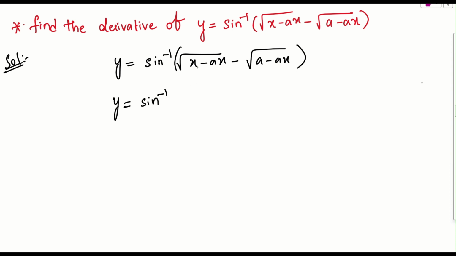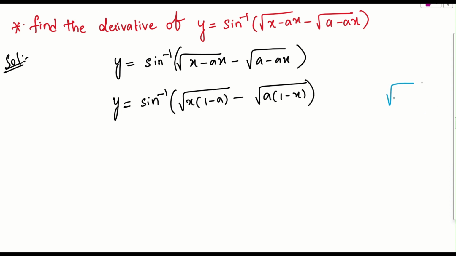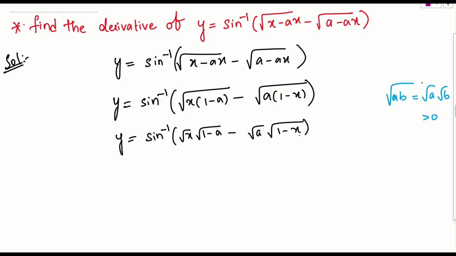Sine inverse of. Can I take x common from the first term? If I take x common, this is nothing but x into 1 minus a. And from the second term, I can take a common, this is 1 minus x. Agree? Here we have root of ab. I can write it as root a into root b if a and b both are positive. In our case, nothing is mentioned, so we are allowed to take it. This is sine inverse of root x into root of 1 minus a, minus root a into root of 1 minus x. Is it okay? Yes. Looking at this, I am getting some idea.